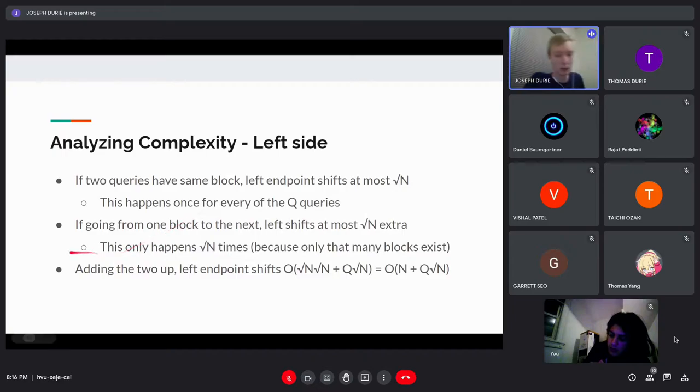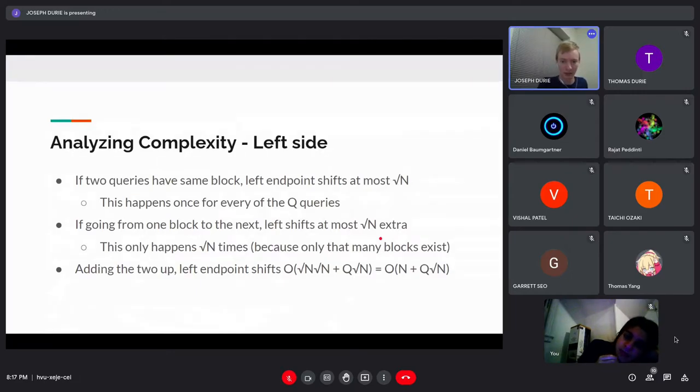And then if you're going from one block to the next, the left endpoint is going to shift by at most square root n extra. And I say extra because you can think of that as on top of the square root n initially, right? Because if you're moving from one block to the next, you can move up to two square root n, but that's covered by square root n for this part and square root n for this part. So basically going from one block to the next, you're only shifting by an extra square root n. And this is only going to happen square root n times, because we only have square root n blocks, right? There's only square root n times that you're going to be going from one block to the next.